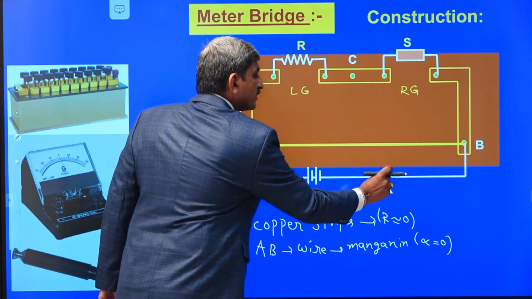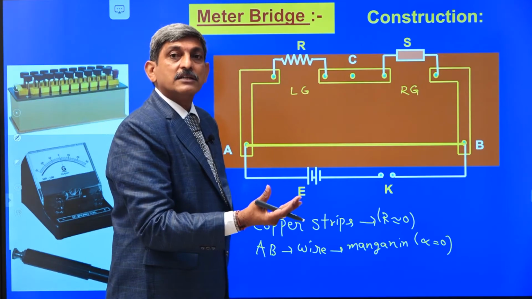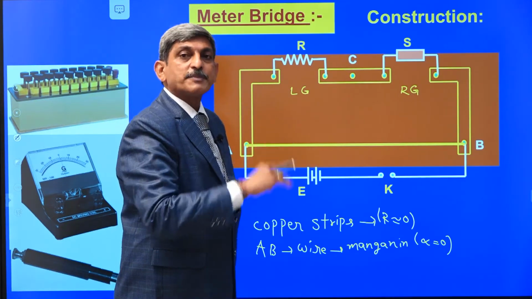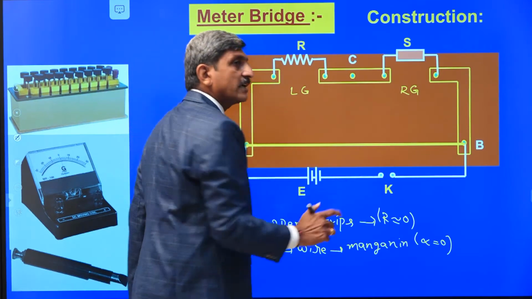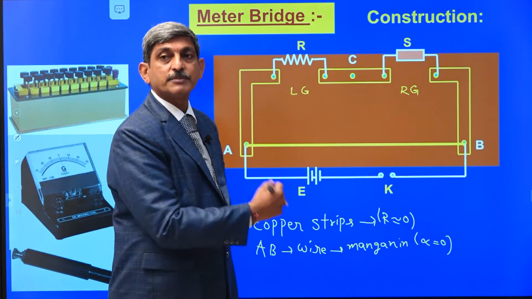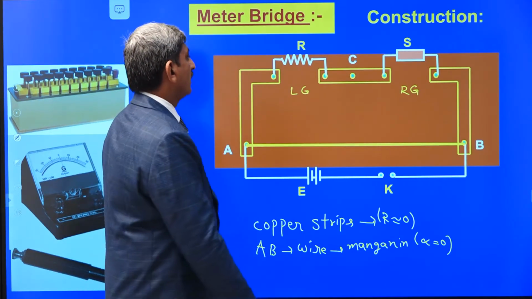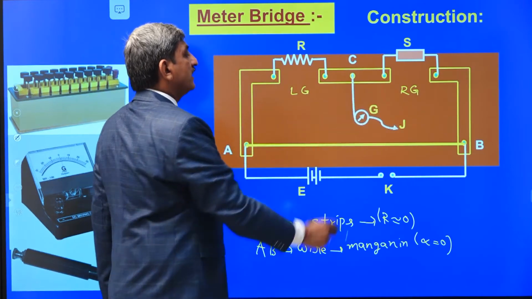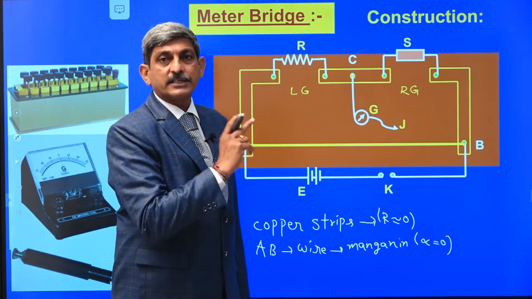By using this plug key, we can allow or stop the current passing through the network. So, this is just like an on-off switch to allow or to stop the current passing through the battery and the circuit. Now, at point C, a galvanometer in series with a jockey is connected.